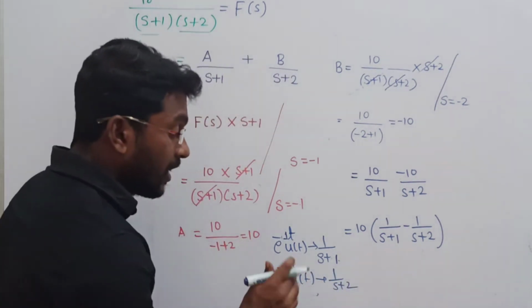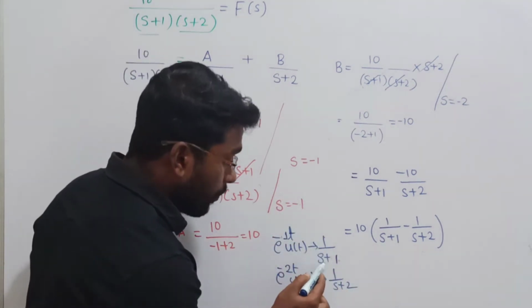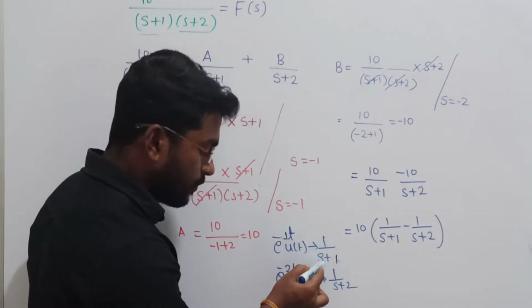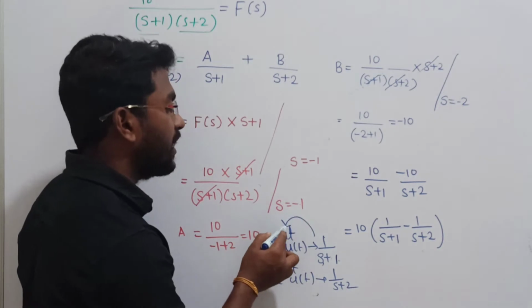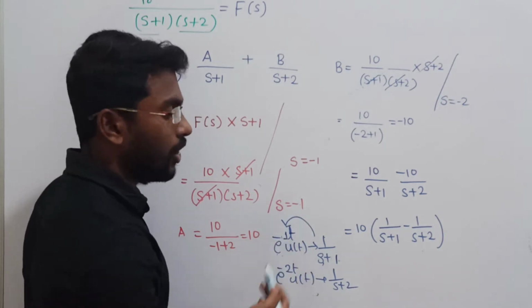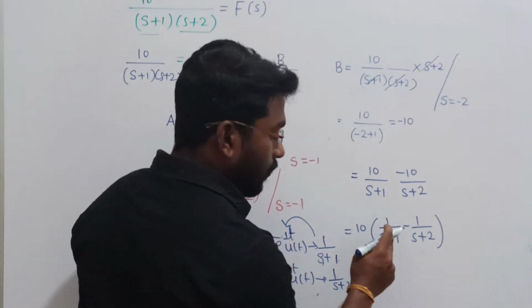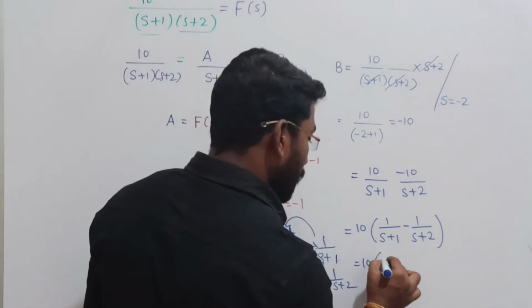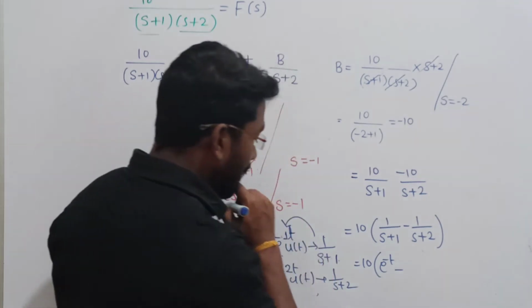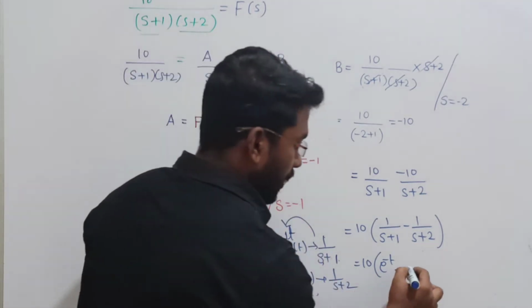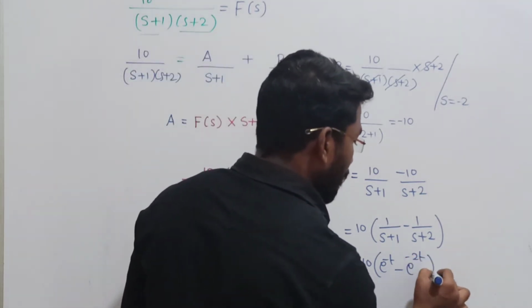Now the thing is, in the s domain, wherever you have 1 by s plus 1, in inverse Laplace it can be rewritten as e power minus t into u of t. So let me take the inverse Laplace. Inverse Laplace of 1 by s plus 1 can be written as e power minus t, and inverse Laplace of 1 by s plus 2 can be written as e power minus 2t into u of t.